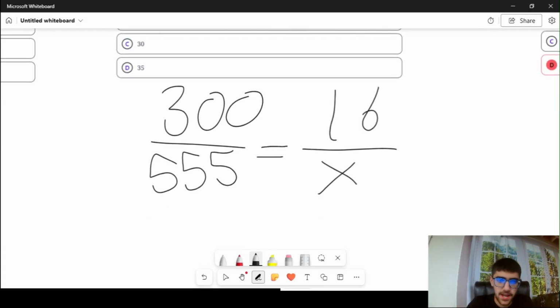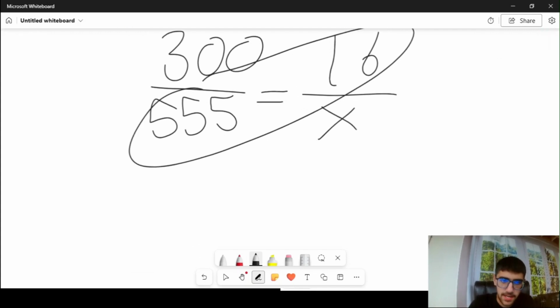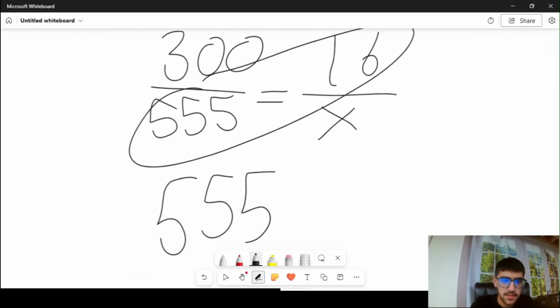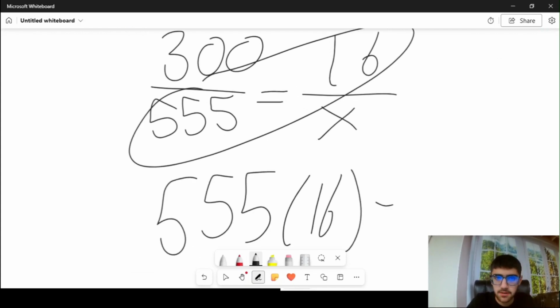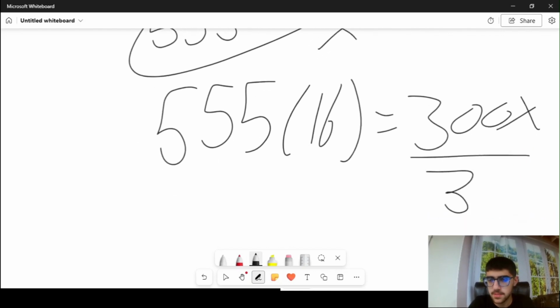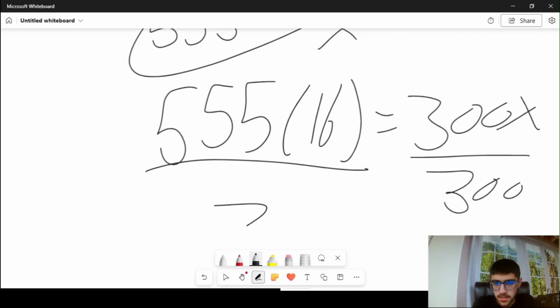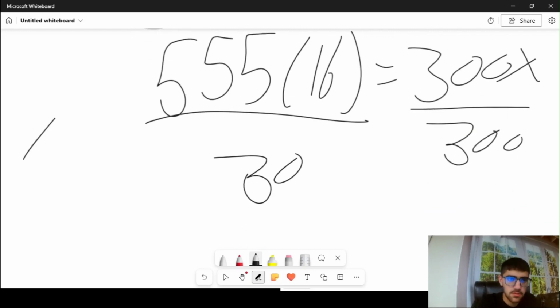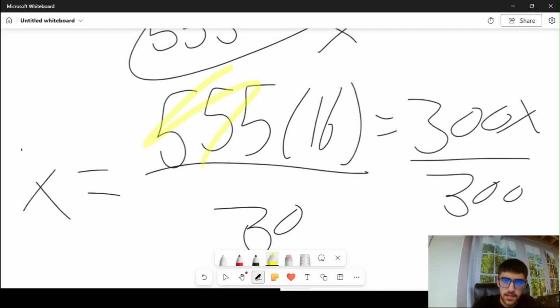And then I just have to solve for x. I'm going to cross multiply. I get 555 times 16 equals 300x. Then you can put this in Desmos and see the graph. I'm just going to do it like this. I know that x is equal to this thing, so I'm going to put that into Desmos.